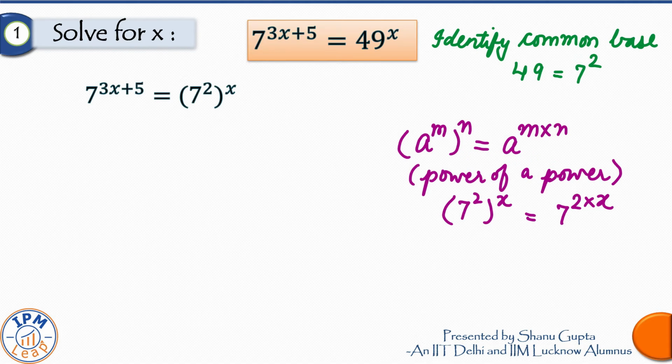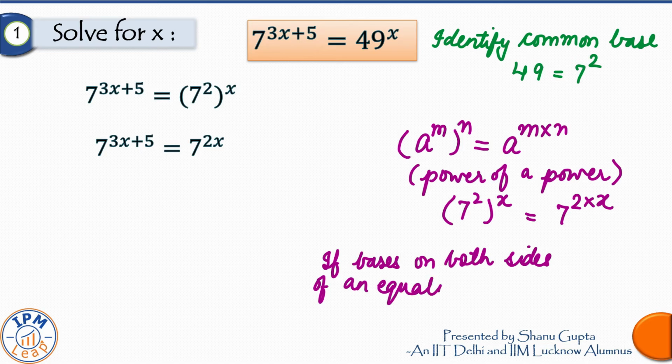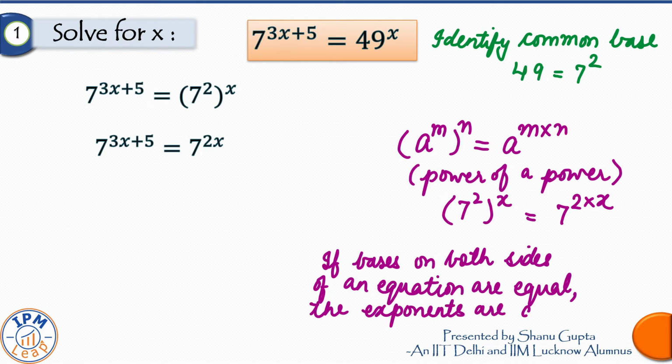Therefore, 7 raised to the power of 2, whole raised to the power of x, is equal to 7 raised to the power of 2x. Let us use this result and we get 7 raised to the power of 3x plus 5 is equal to 7 raised to the power of 2x. Since the base is equal on both sides of this equation, this means the exponents are also equal. So let's equate the powers on both sides.